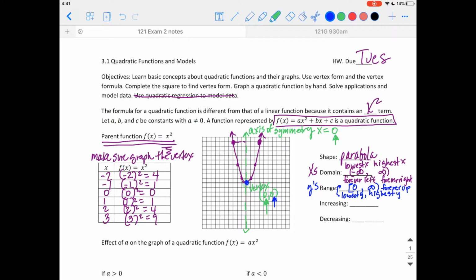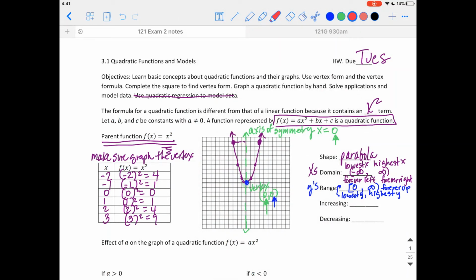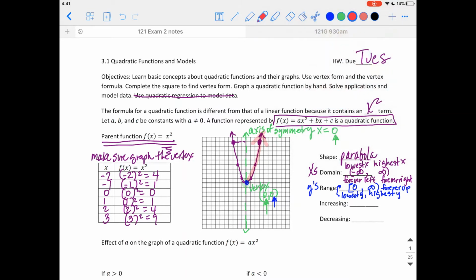Now I'm going to use a highlight, and I'm going to highlight it red here, pinkish. So increasing again is the part of the graph that has a positive trend, like a positive slope. That's this part right here. And we're always going to use parentheses. So increasing and decreasing is always going to be in terms of x. So it's always going to be in terms of the x's.